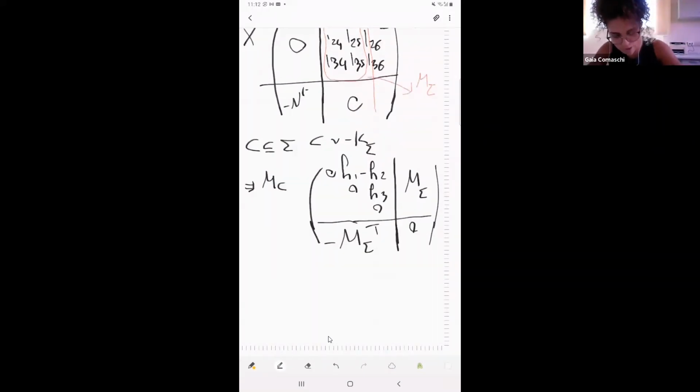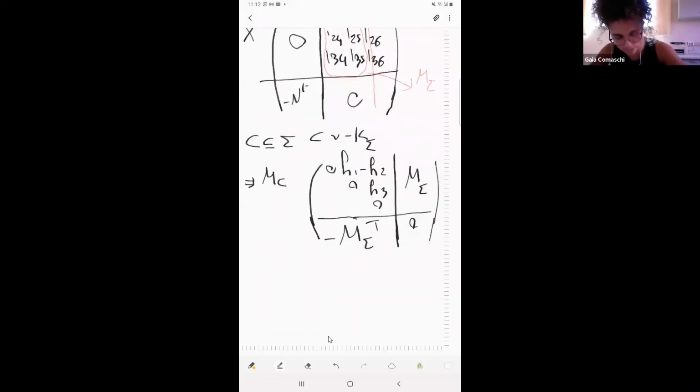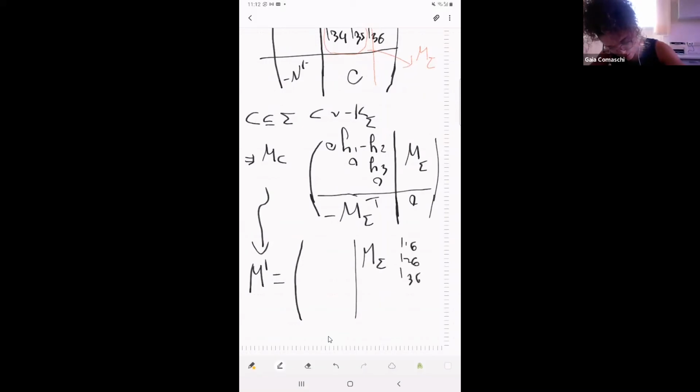So if now we had the sixth column, we see that we will get a matrix M prime, another Pfaffian representation of the cubic. It will be just M sigma, here L1,6, L2,6, L3,6. Here a block of 0. Here we have our free forms. And here, this is just N.